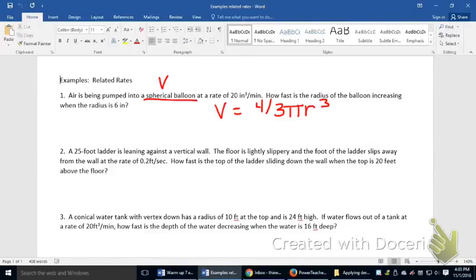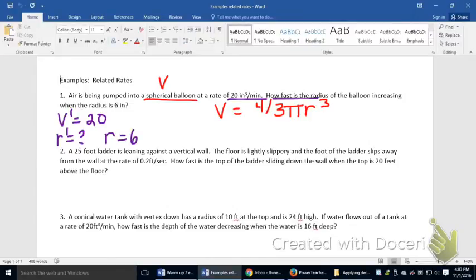Alright, it tells me that the air is being pumped in at that rate. Well, that is how fast the volume is increasing. And I can tell because it says inches cubed per minute. Volume is in inches cubed. If it was the radius, it would just be inches per minute. So I know that V prime is 20 because that's the rate of change of volume. Then it says how fast is the radius changing? That means it wants to know R prime. And it also tells me that the radius is 6.